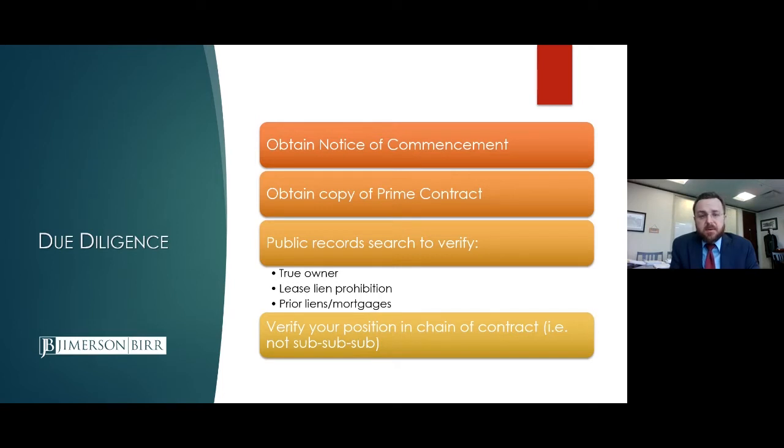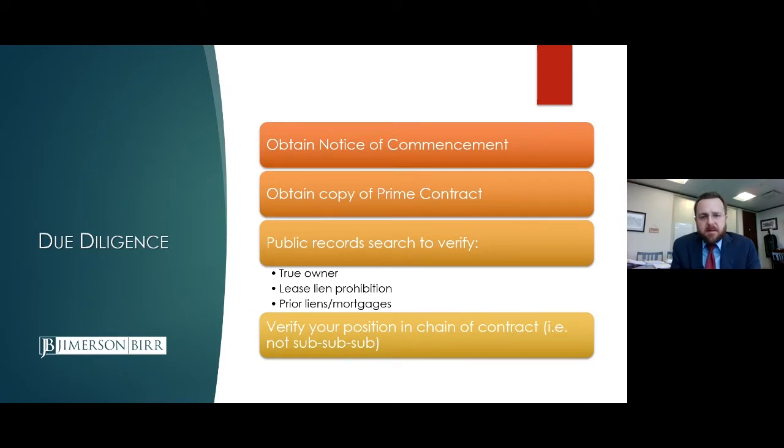Then you should also look for the lien lease prohibition, which was the memorandum of lease that Ryan mentioned. And at this point, you can figure out what you have lien rights to. Do you have lien rights? Also look for prior liens or mortgages of record. Like Ryan said, a lien is like a mortgage. And so is your lien gonna be a second mortgage, a third mortgage? Is there any equity in the property? So does your lien have any worth?